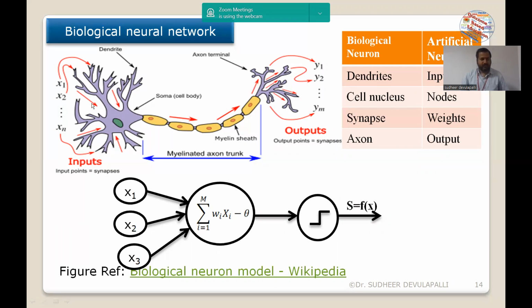Here we can call the inputs the dendrites, and we can also call the outputs the synapses, and the outputs of one neuron will be fed as the inputs to another neuron. So that is why we can say inputs equal synapses also, and we can also have dendrites as the inputs.